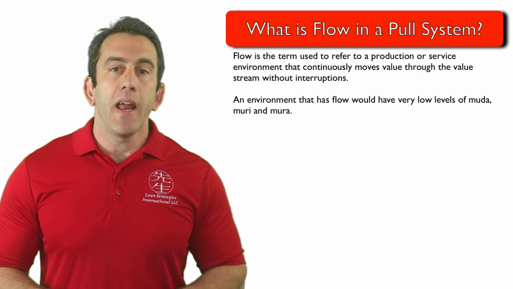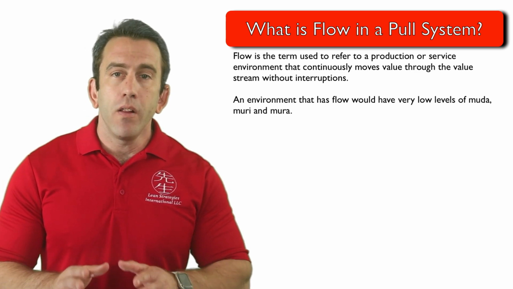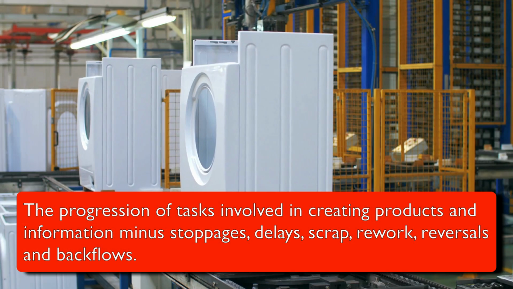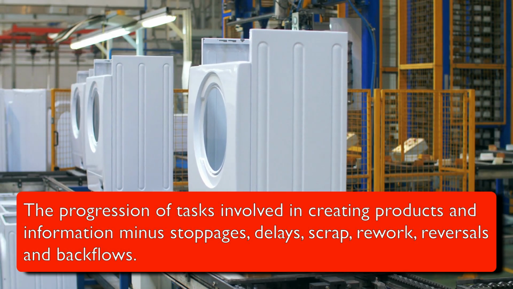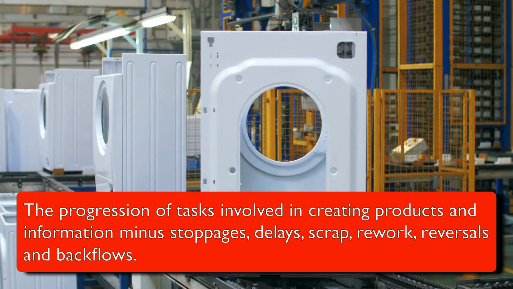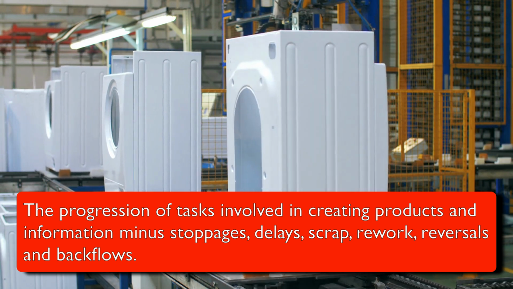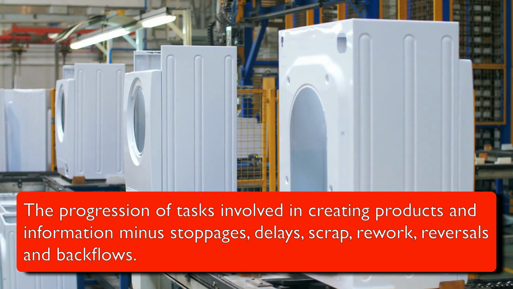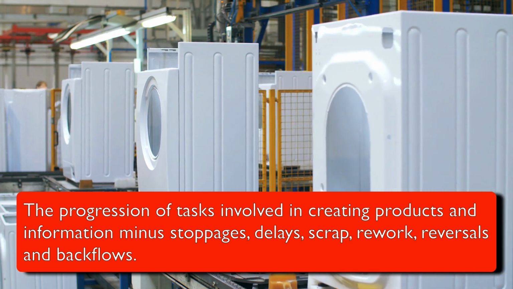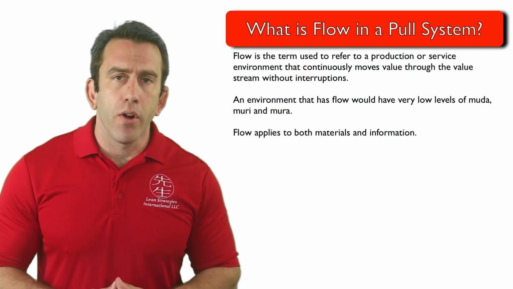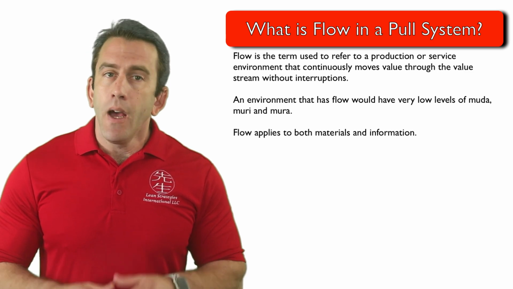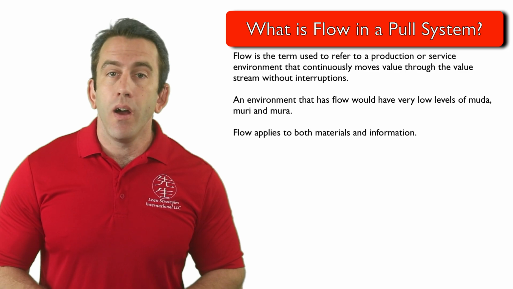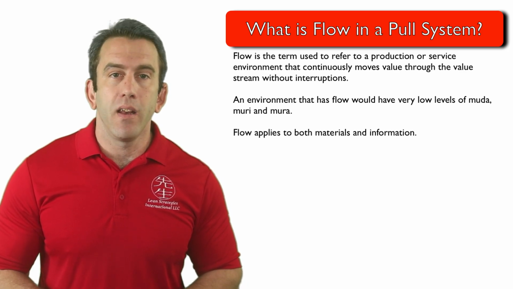An environment that has flow would have very low levels of Muda, Muri, and Mura. Flow can also be described as the progression of tasks involved in creating products and information, minus stoppages, delays, scrap, rework, reversals, and backflows. Flow applies to both materials and information. Another way to define flow is how work progresses through a system towards a completed state.